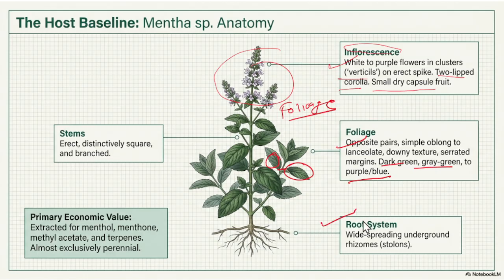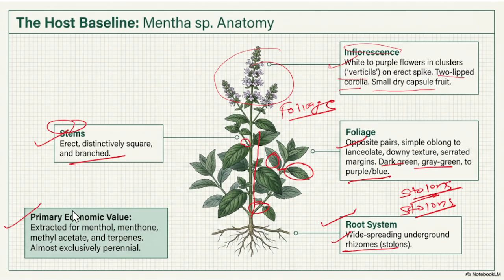Then the third one is the root system. It is a wide spreading underground rhizome, also called stolons. So now it is spread by stolons. Then its multiplication is by stolons. Then next is the stem. Stem is erect, distinctively square and branched. That means this is the main stem, and they have lots of branches, and they are multiplied.